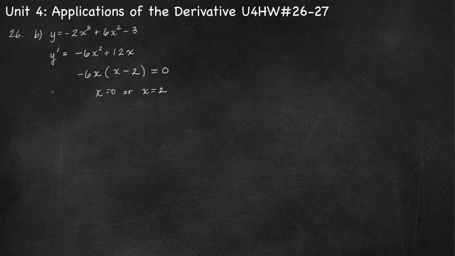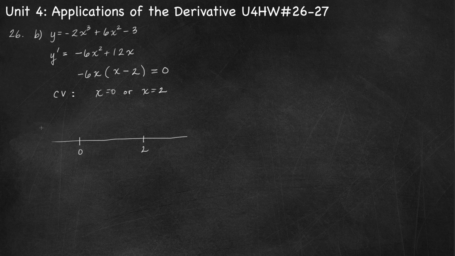Those are my only critical values. There is nowhere where the derivative is undefined. So my critical values are at 0 and at 2. Those are the only values for which the derivative is equal to 0. So let's draw a number line. So we're doing our first derivative test. We'll put our critical values on our number line.